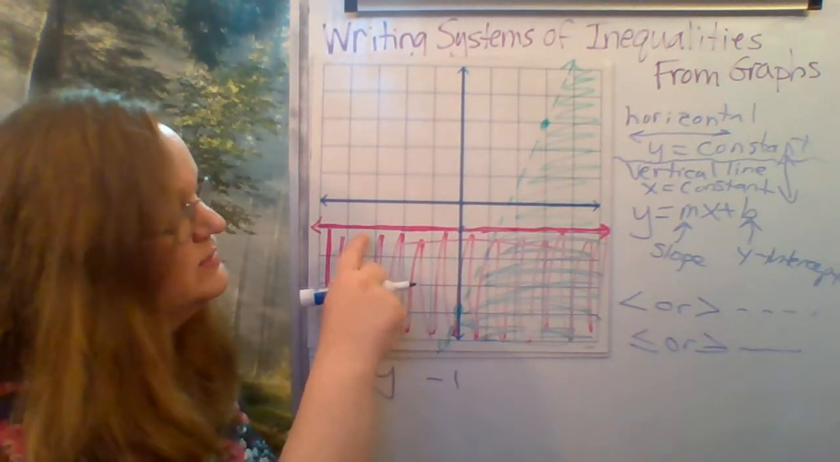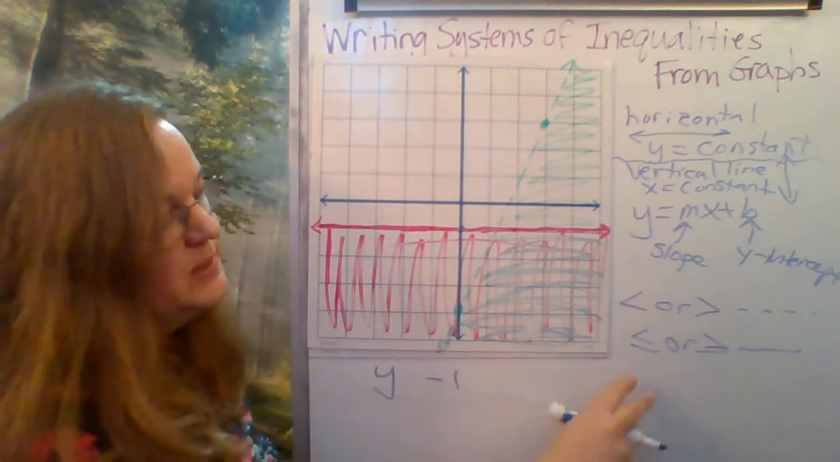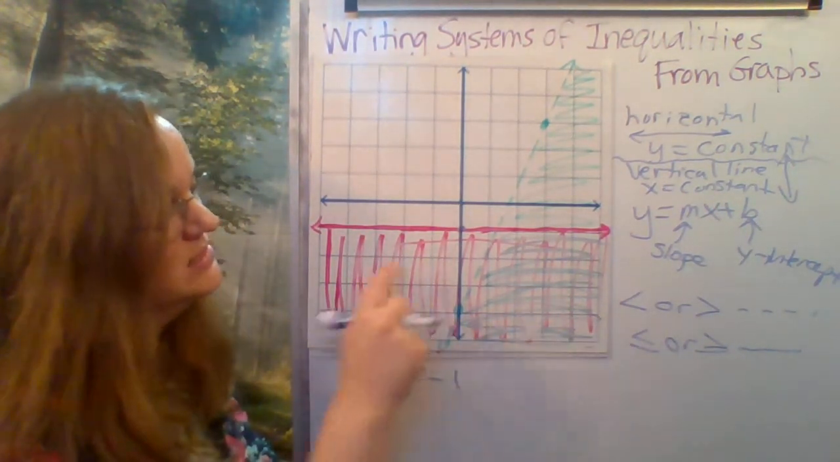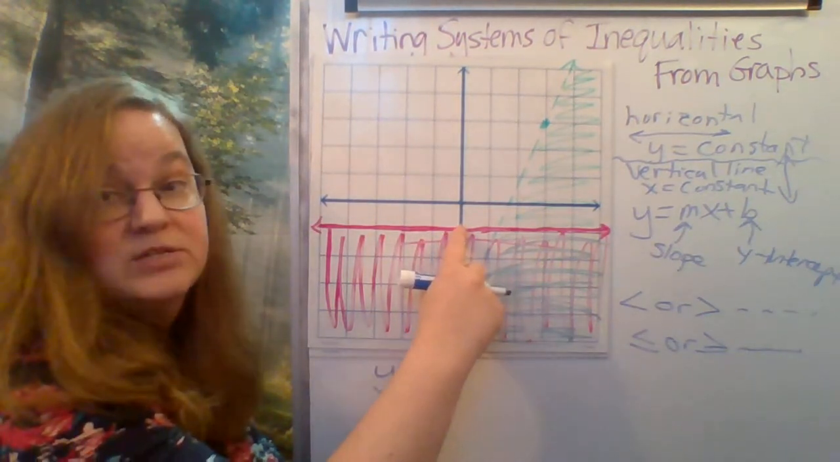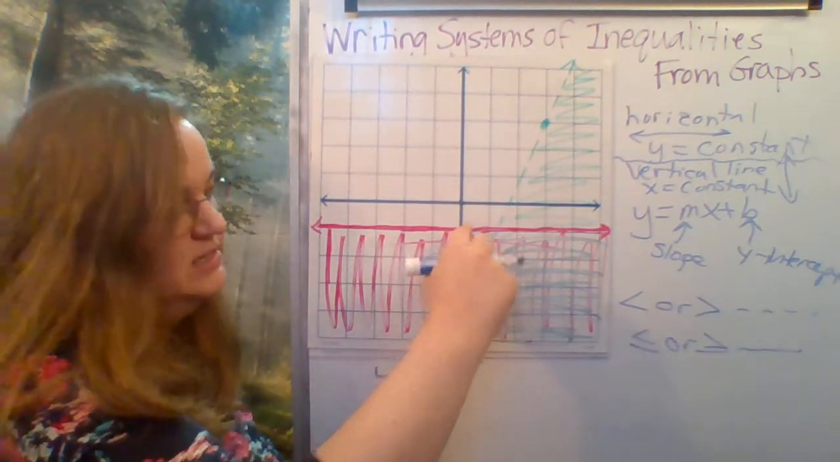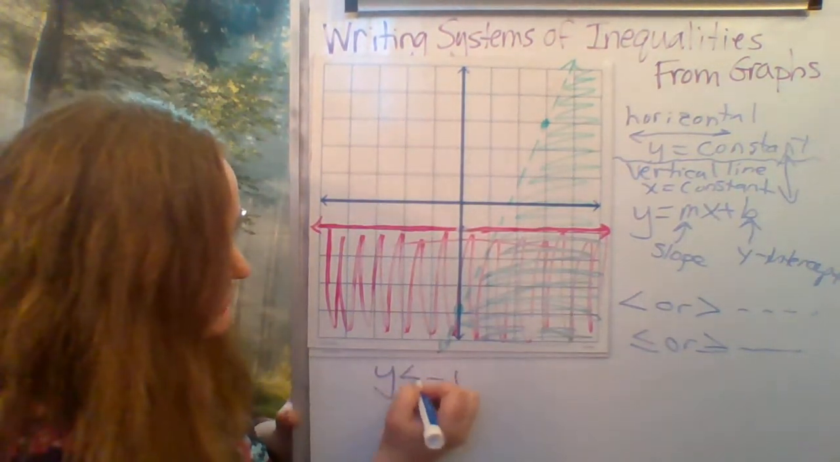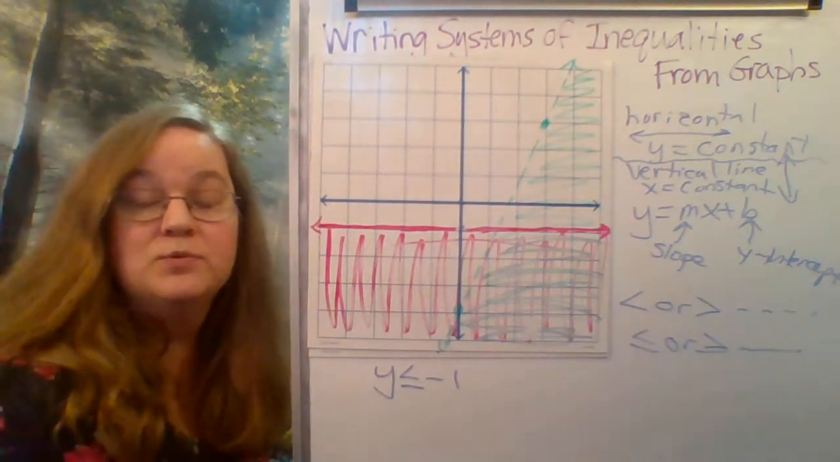And then I look, do I have a solid or dashed line? Well, it's solid, so it's got to be or equal to. And then I decide, okay, is it less than or greater than? Looking at the y-intercept, is it greater, is it above, or is it less than, is it below? And it's less than. So therefore, y is less than or equal to -1.